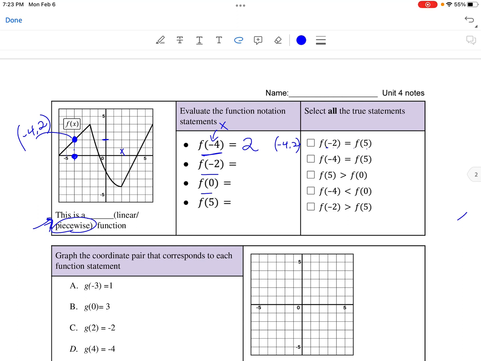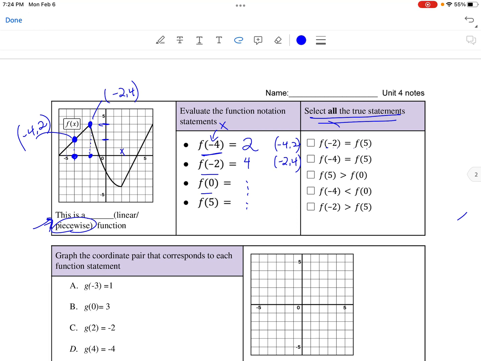Okay, now let's try f of -2. So our input is -2. And we have to go up to the function at -2. Here we are on the function at -2. What is the output? Well, the output is 4. You could write that as an ordered pair, -2, 4, and that would be, of course, the ordered pair of that point on the function. I'm going to let you do these 2 on your own. And then you're going to answer some questions here. Select all the true statements.